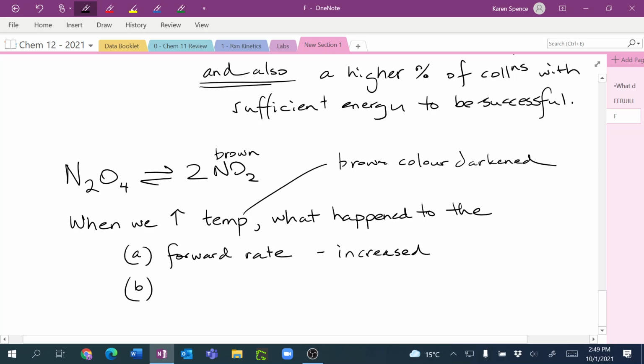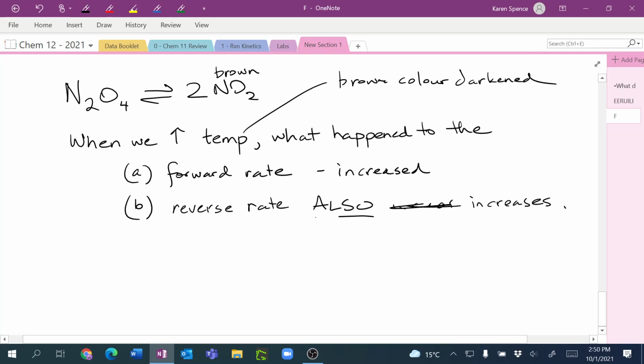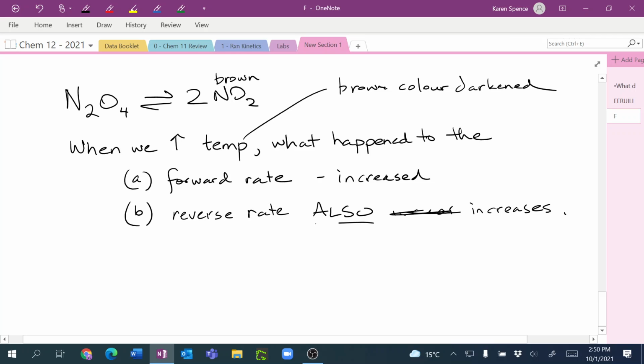No. So the reverse rate, it has to also increase because you're still going to have more collisions, you're going to have more energetic collisions, and so the rate is still going to be faster. So the reverse rate also increases. What is wrong with this pen? It's driving me crazy. Increases. There we go. That's better. So how is it that both rates increase, but we're making product faster than we are using it?